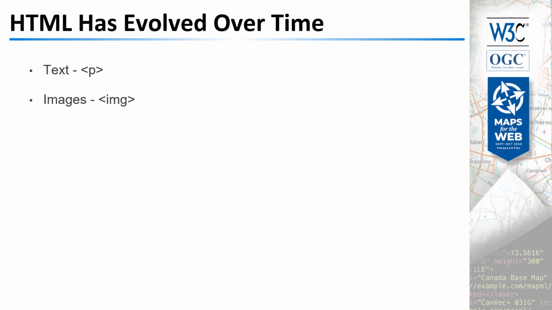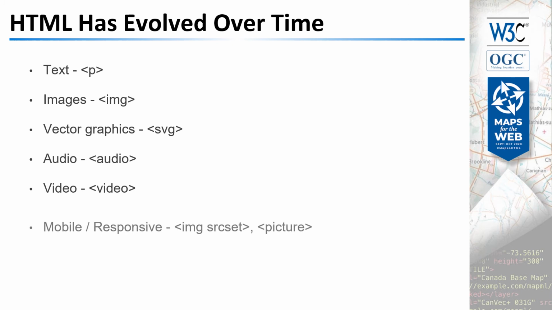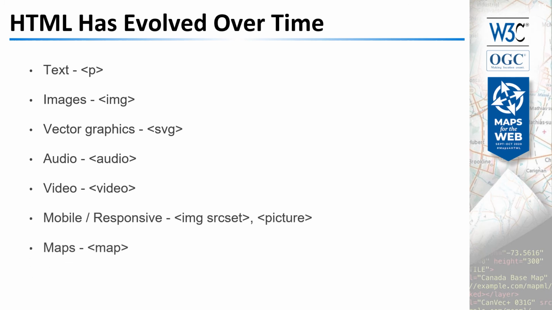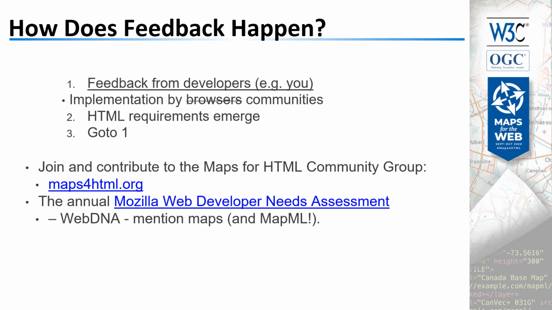HTML has evolved over time. It began as simple text documents linked together. It was the linking that made them special. Linking has been described as the web's superpower. Over time, media types have been added in response to user needs, and most recently with the advent of the mobile web and responsive design. Maps should be the next big thing.